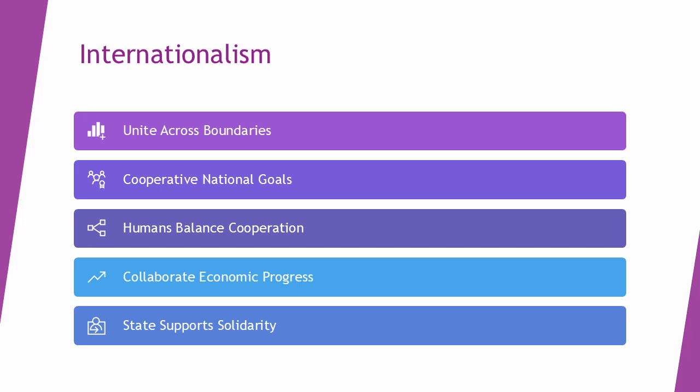Based on the idea of internationalism, the nationalist view on human nature states that humans can pursue national identity while still engaging in global cooperation. Based on the idea of internationalism, the nationalist view on the economy states that economic collaboration can support national prosperity and shared global progress.